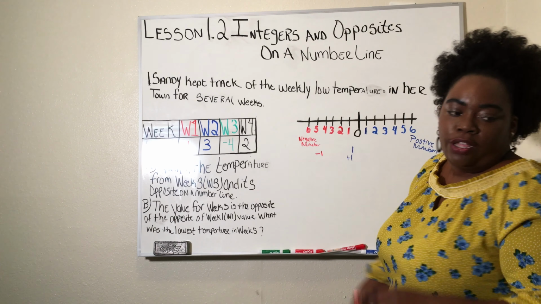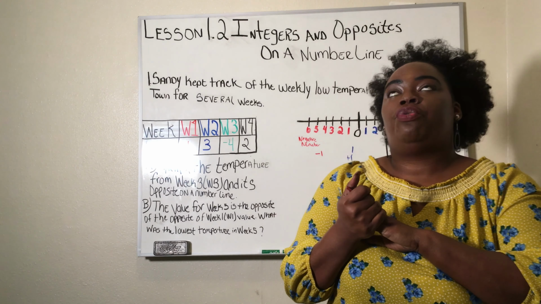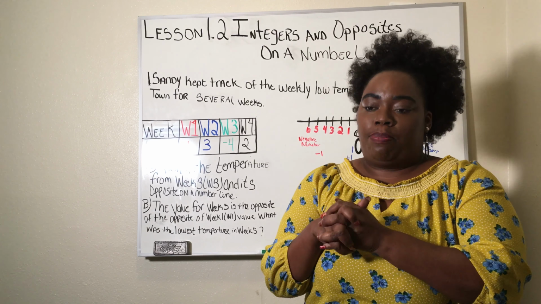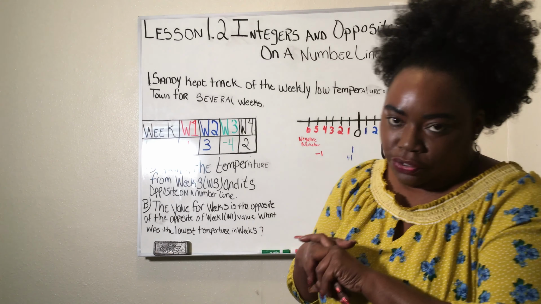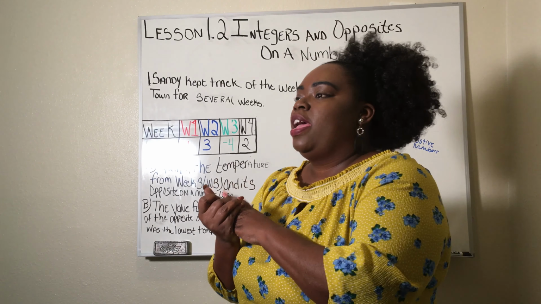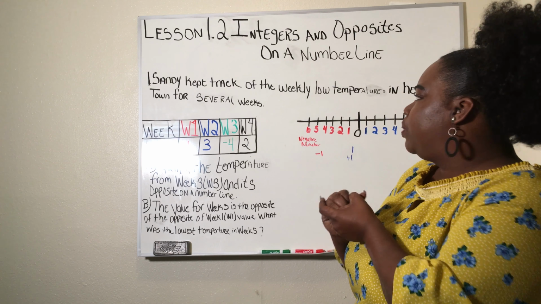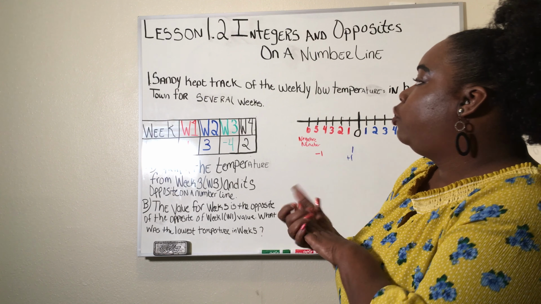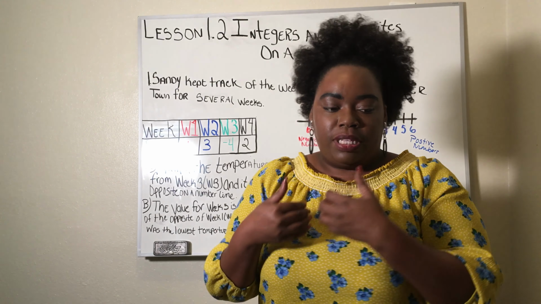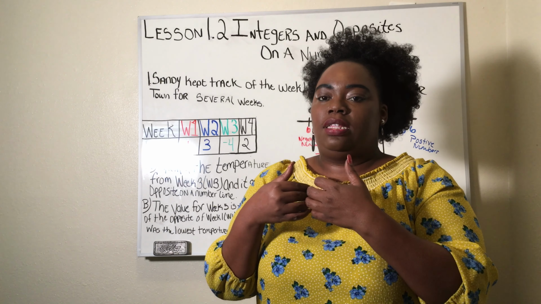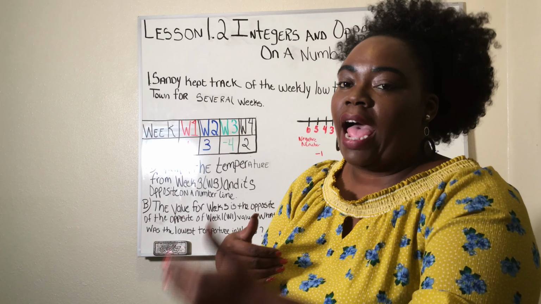Okay? So, now before we get started, I want to ask a question about opposites. How do you find the opposite of an integer? Since basically that's what we're working on, integers and their opposite. How do you find the opposite of an integer? So, the opposite of an integer is the number that is the same distance from 0 on the opposite side of 0.